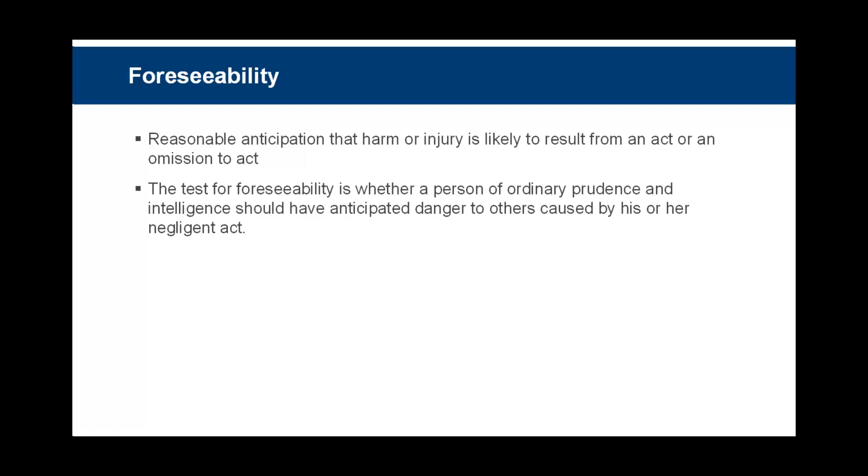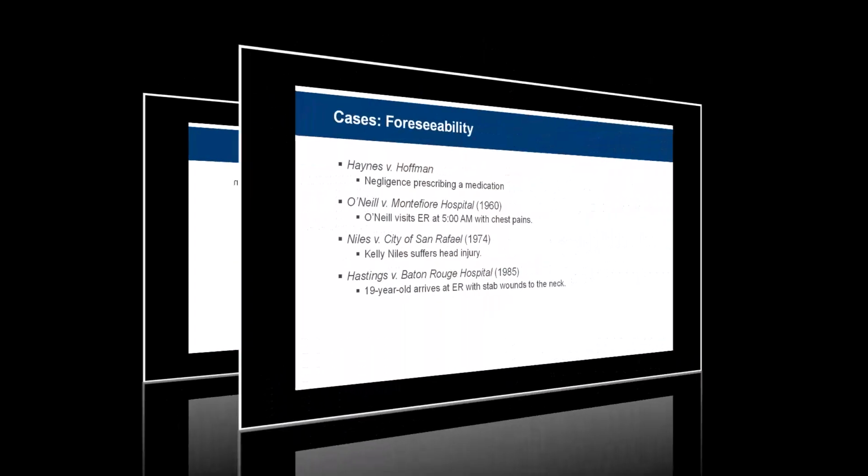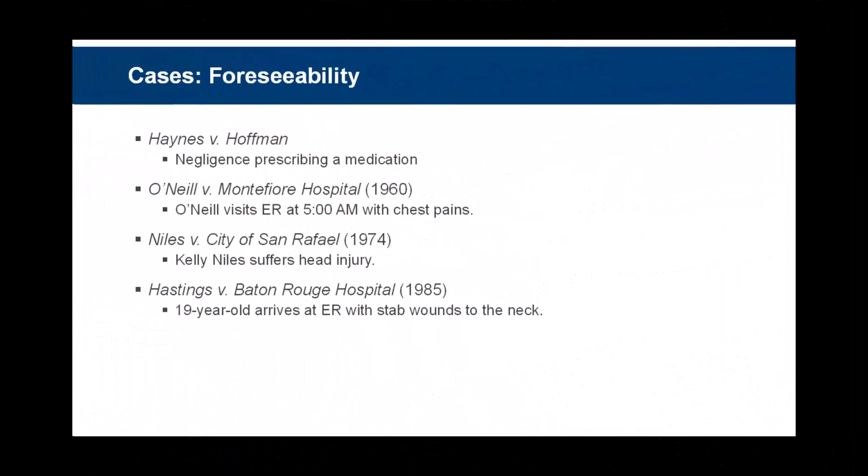The test for foreseeability asks whether a person of ordinary prudence and intelligence should have anticipated danger to others caused by their negligent act. In other words, would a reasonable person in the defendant's position have foreseen the risk of harm? Let's look at an example from the case, Hans versus Hoffman.